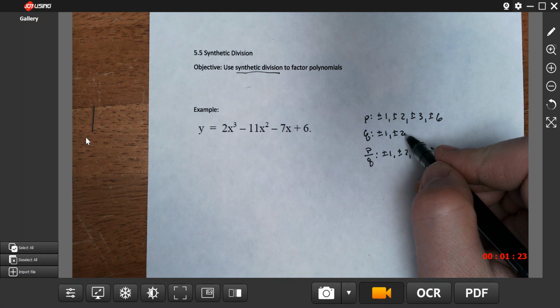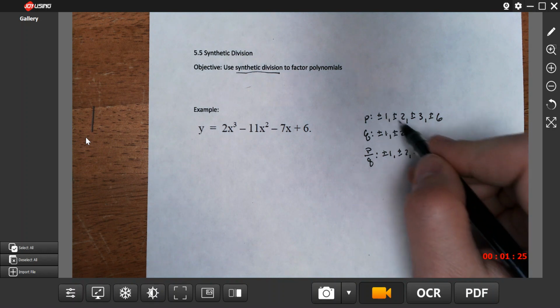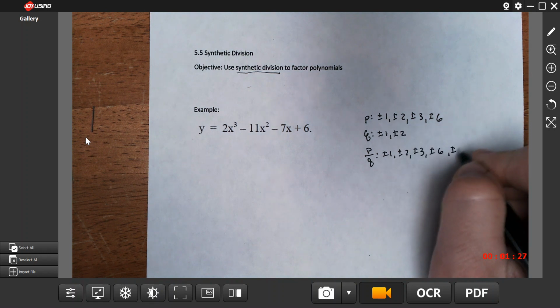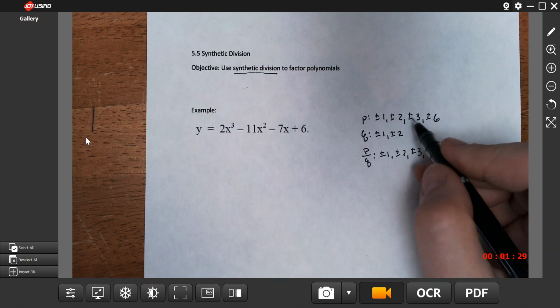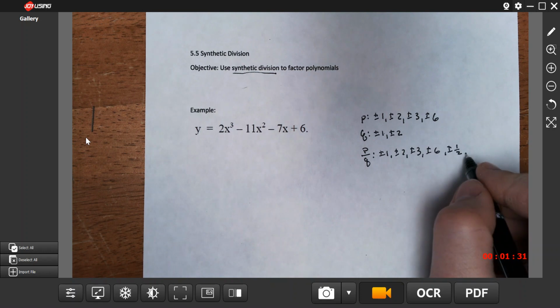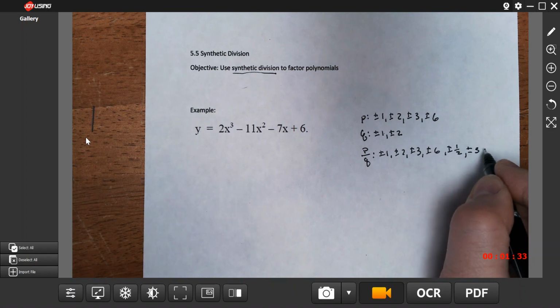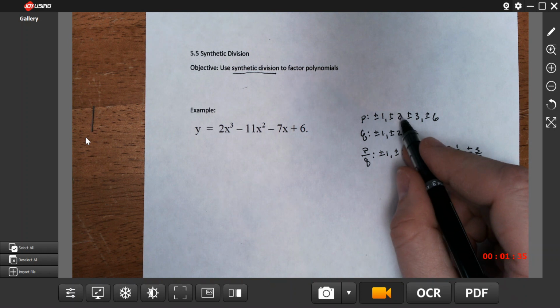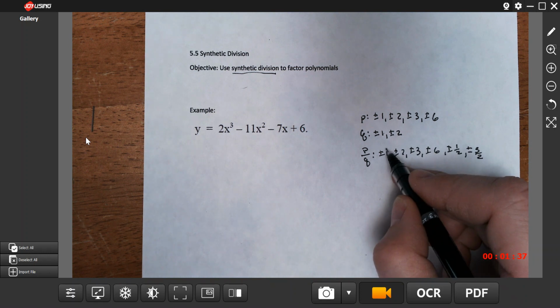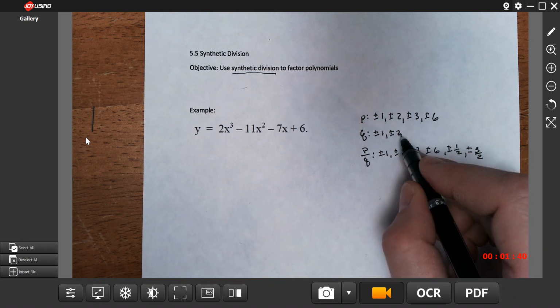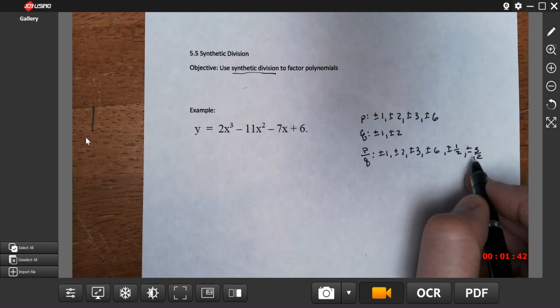And then I also have to check when I divide by 2, so I also get 1 over 2, so 1/2. And then 3 over 2, so that gives me another one. I forgot 2 over 2 gives me 1, which I already have. And then 6 over 2 gives me 3, which I already have. All right, so this is my complete list.